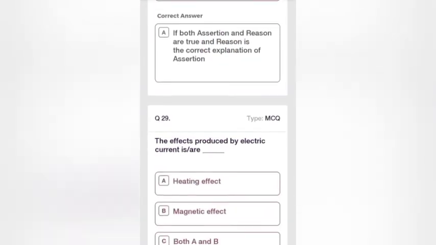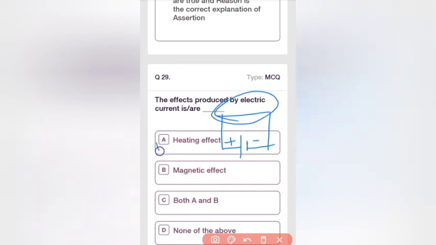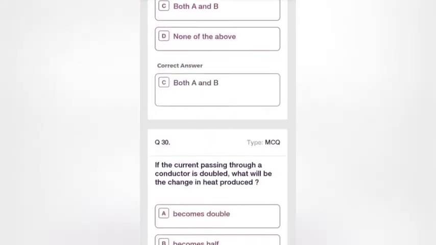So the effects produced by electric current would be, as I already discussed, that when we connect a wire to the cell or a battery, heat is produced as well as magnetic field is produced. So both A and B would be the correct answer.